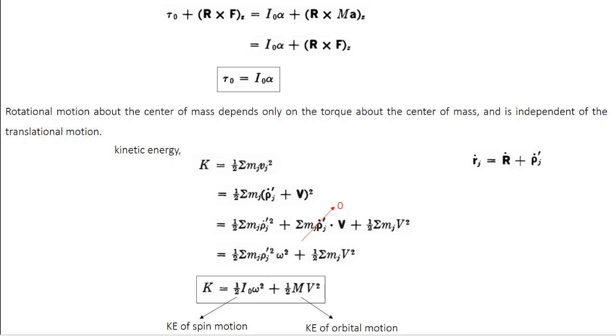Since torque and angular momentum have two components, consequently the kinetic energy is also going to have two components. Let's see what those are. Start with the general expression for kinetic energy, K equal to half into summation over j of m_j V_j square. And what is V_j? V_j is nothing but R_j dot.